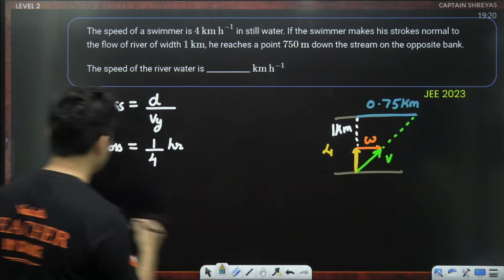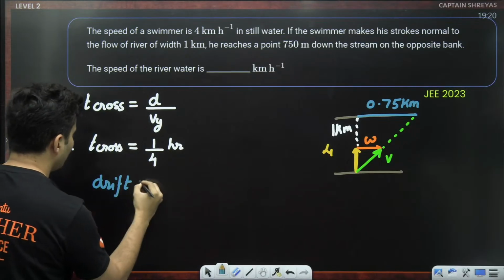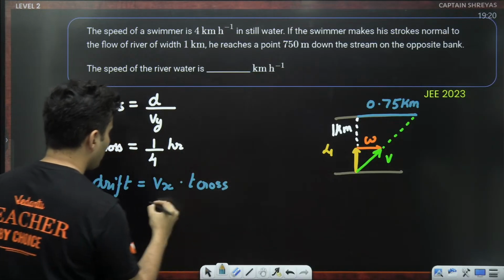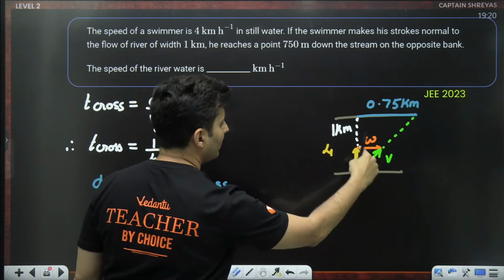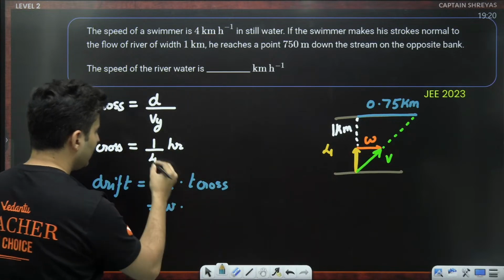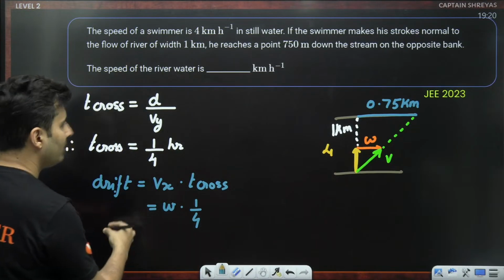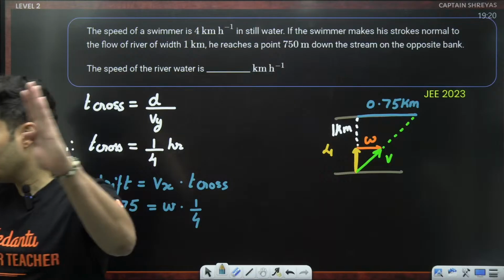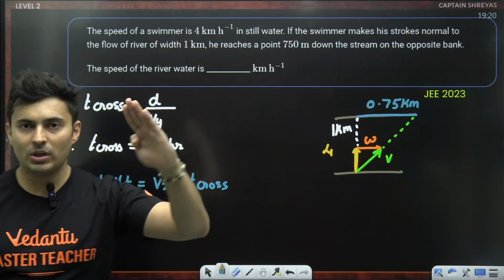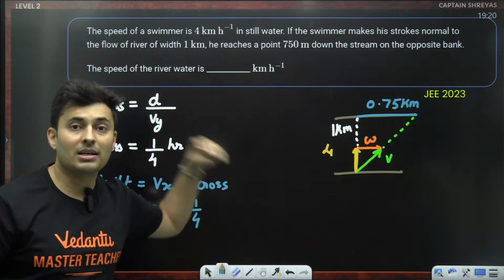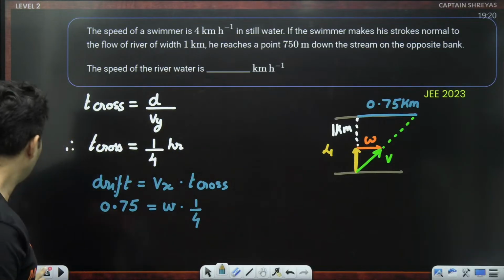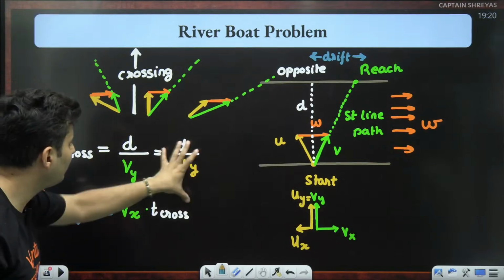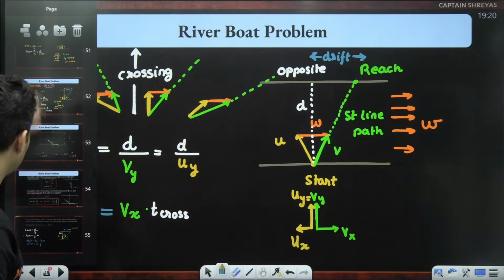Next, for the drift, what is the formula? It is the horizontal velocity into the time taken to cross. What is the horizontal velocity? The horizontal velocity is W itself. Time taken to cross is 1 by 4. The drift is basically 0.75. Got it? So it's just about whether you are able to resolve the vectors. Have you understood the general logic of solving the question? If you are able to understand this, any question you will be able to solve, guys.